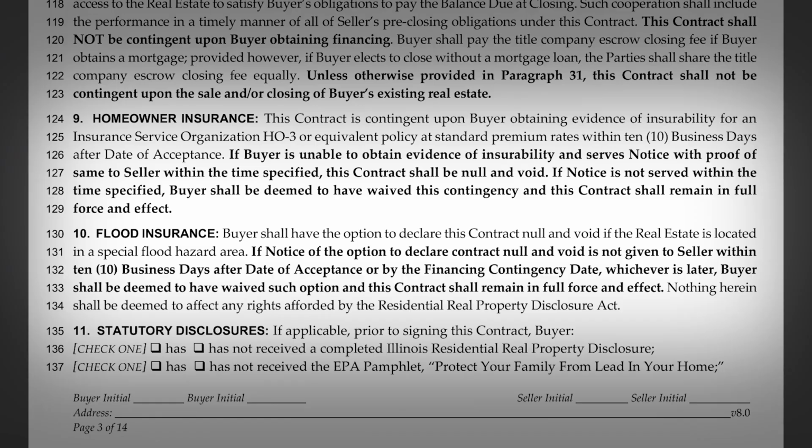page 2 there. Moving on to page 3, we start talking about insurance and the insurance contingencies. In paragraph 9, they start talking about this. Everything above that is the same as the old form. So you've got your cash transaction, so no issues there.